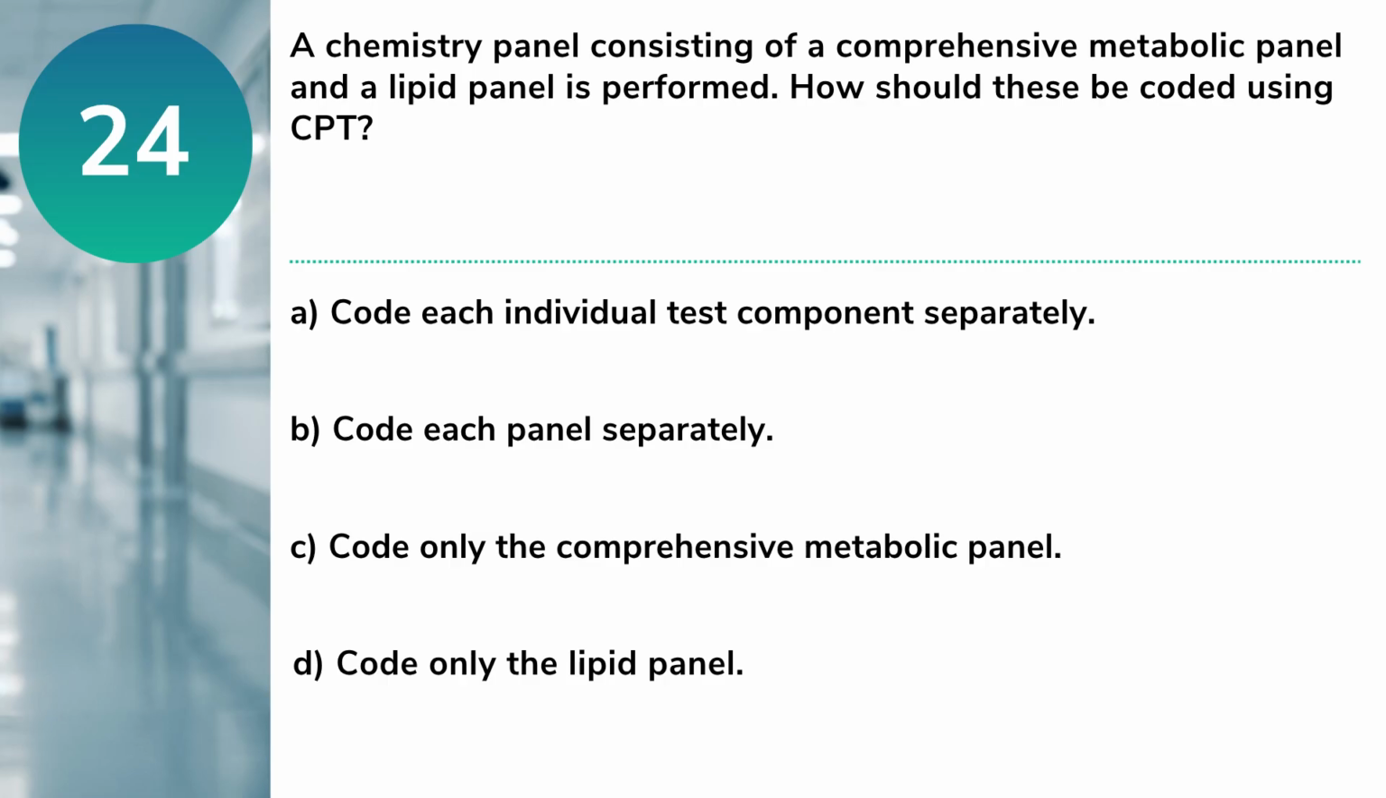Question 24. A chemistry panel consisting of a comprehensive metabolic panel and a lipid panel is performed. How should these be coded using CPT? A. Code each individual test component separately. B. Code each panel separately. C. Code only the comprehensive metabolic panel. D. Code only the lipid panel.